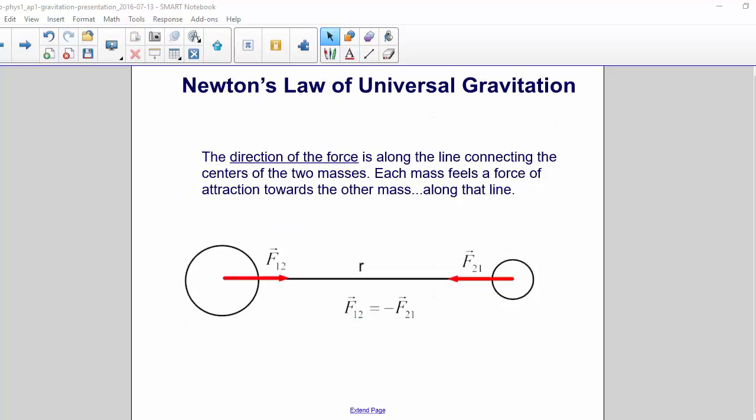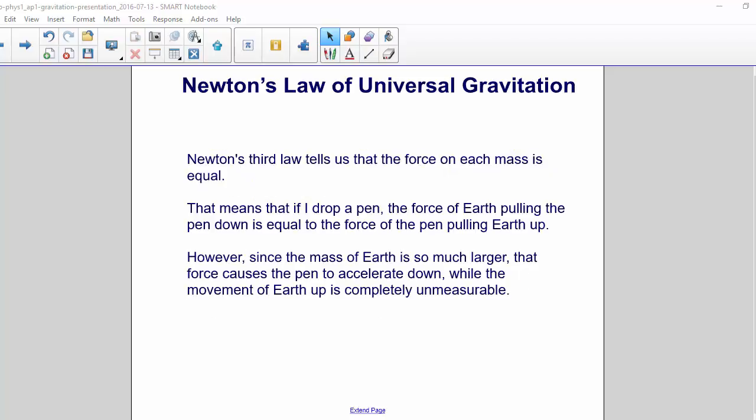The direction of the force is along the line connecting the centers of the two masses. Each mass feels a force of attraction towards the other mass along that line. Newton's third law tells us that the force on each mass is equal. That means that if I drop a pen, the force of the Earth pulling the pen down is equal to the force of the pen pulling the Earth up. However, since the mass of the Earth is so much larger, that force causes the pen to accelerate down while the movement of the Earth is completely unmeasurable.